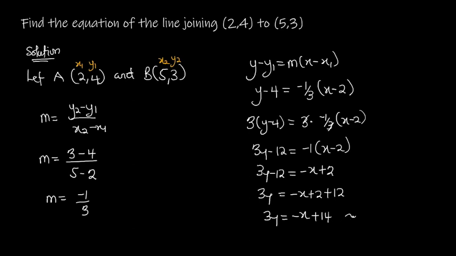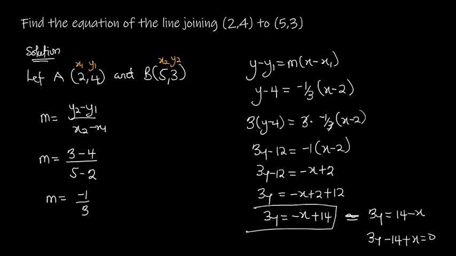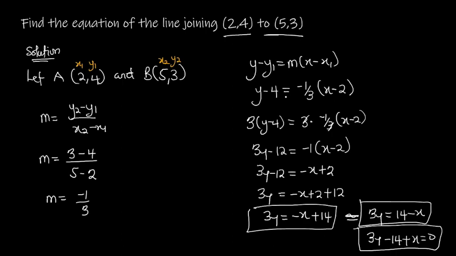Now, if you like, you can rearrange this and have 3y is equal to 14 minus x. Or if you like, you can bring everything to this side, which will become 3y minus 14 plus x is equal to 0. You can rearrange it how you want, but they all mean the same thing, and they are all the equation of the straight line having the 2 points, this and this.